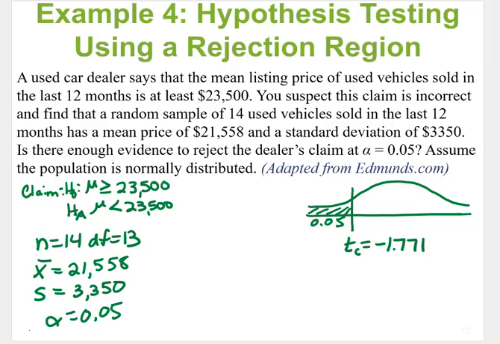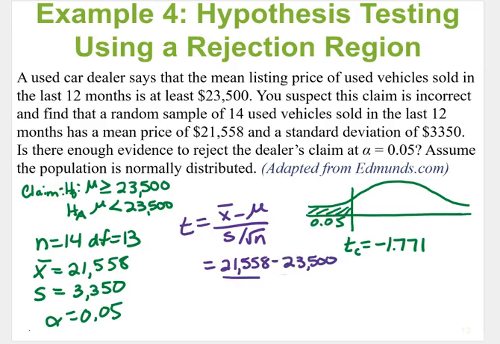So this is fabulous. All I have to do is do the test t, and then find out if it falls in that rejection region or not, just like we did with the z's. You're going to find that this is very similar. My t test is going to be x bar minus mu over s divided by the square root of n, very similar to the z's that we were doing before. So x bar is 21,558 minus mu, which is 23,500, divided by s, which is being divided by the square root of 14.